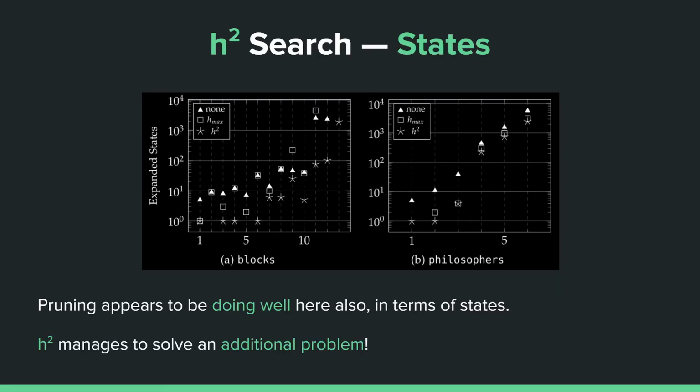Now things change a bit when we use H2 for our search heuristic instead. Pruning is doing its job like before, but this time H2 is actually managing to solve an extra problem in the blocks domain. An interesting quirk that arose in this case was that a small subset of problems would actually have more expanded states when using pruning, like blocks problem 9 here. This is naturally because a smaller search space does not necessarily guarantee being able to find a goal earlier.